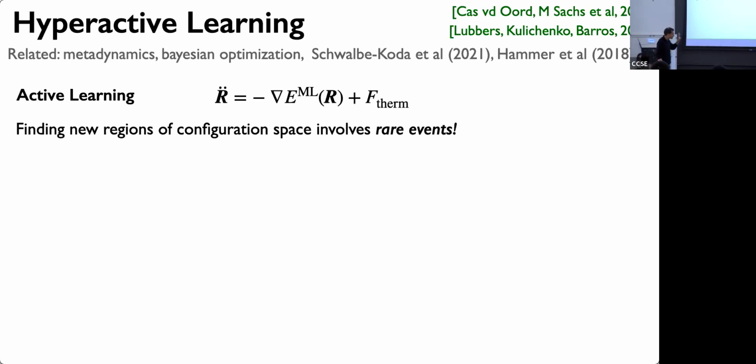But the problem that I have with active learning is that it involves rare events, right? So if you do molecular simulation, you always have rare events. You're constrained to a small configuration of phase space, and then suddenly you go somewhere else, right? And that could take a very long time.